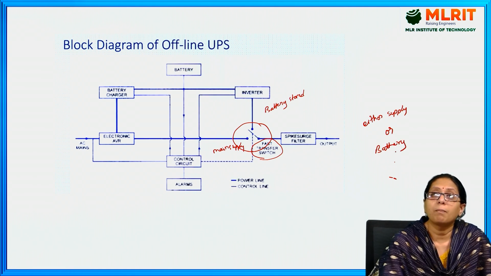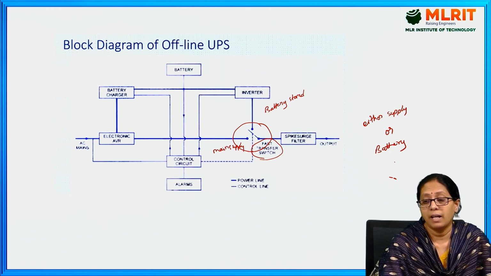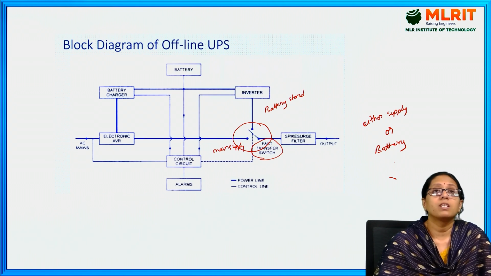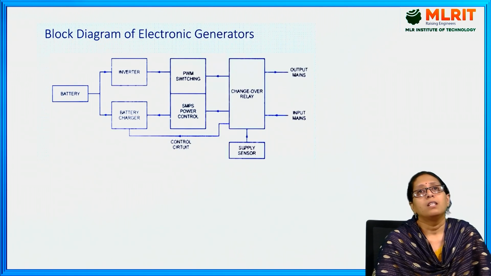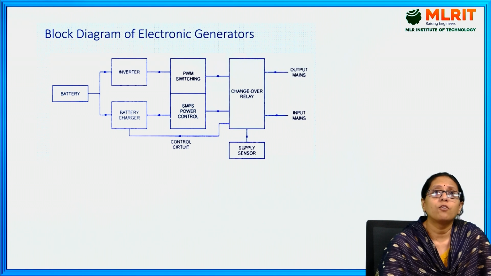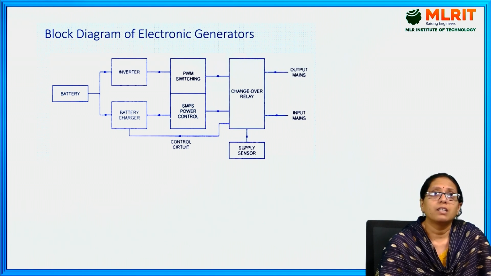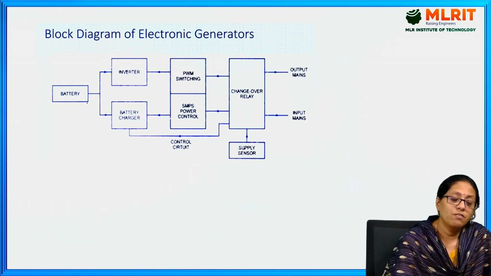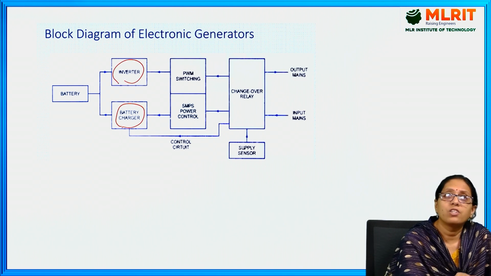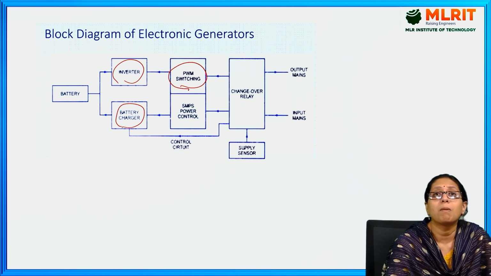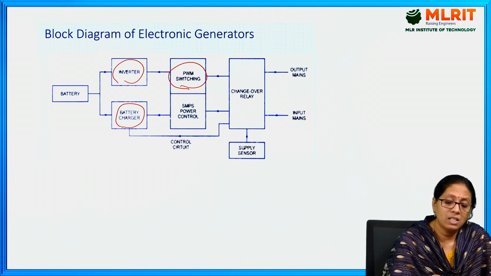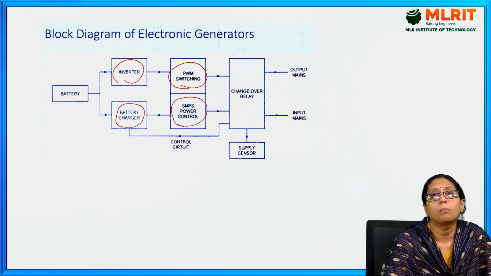So either supply or battery, only one will be connected to the load at a time. So this is the difference between online as well as offline UPS. This is one of the block diagram for electronic generators. That means the battery which is connected to the inverter as well as battery charger, and this is being connected to the PWM switching, that is pulse width modulation technique, as well as SMPS, switch mode power supply.